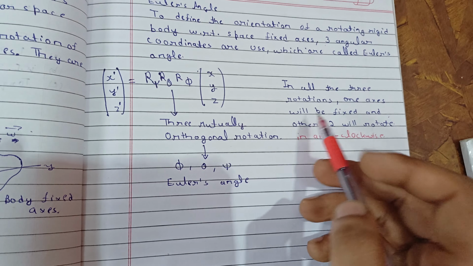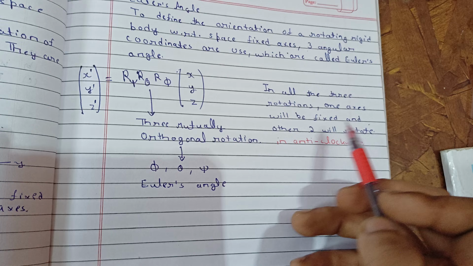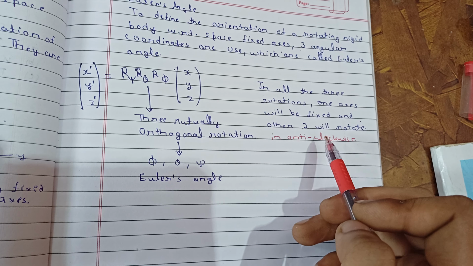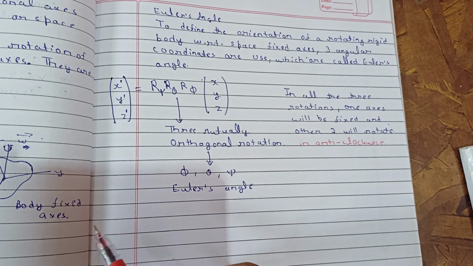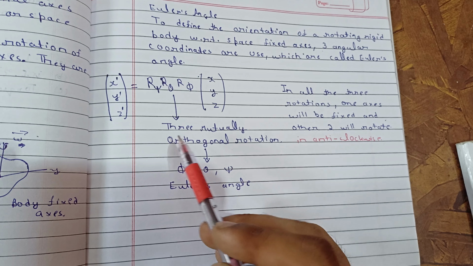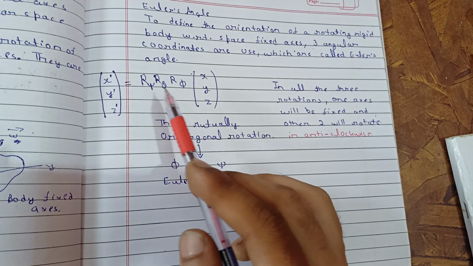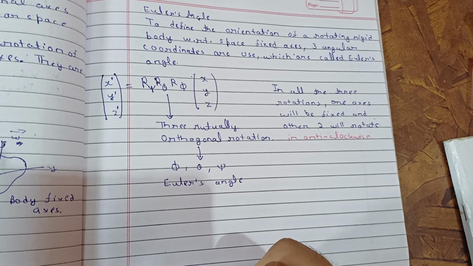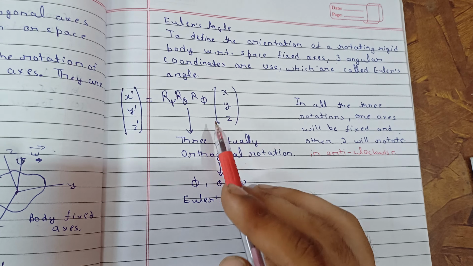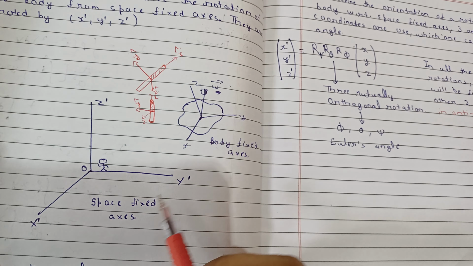And in all the three rotations, one axis will be fixed and the other two will be rotated anti-clockwise. We will see in the next lecture how we can orient them. I will tell you in detail about this. So these are the three mutually orthogonal rotations, because one will be fixed, and these three angles phi, theta and psi are called the Euler's angles. We will study in detail about the Euler's angles in the next lecture, how we can orient this x, y, z along the x prime, y prime and z prime.